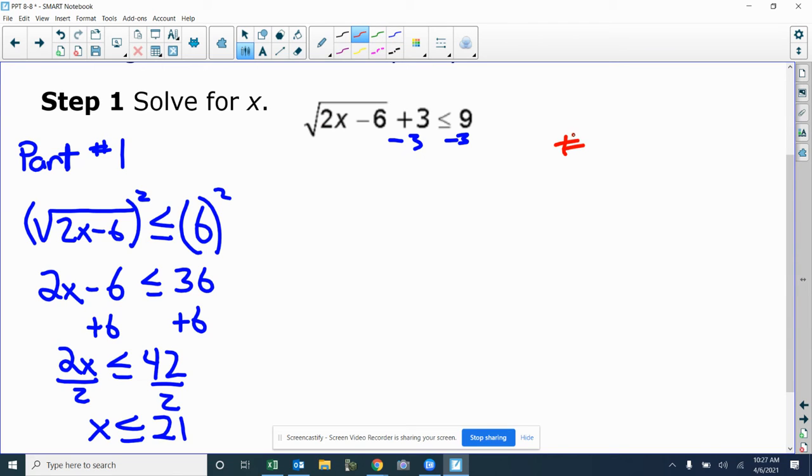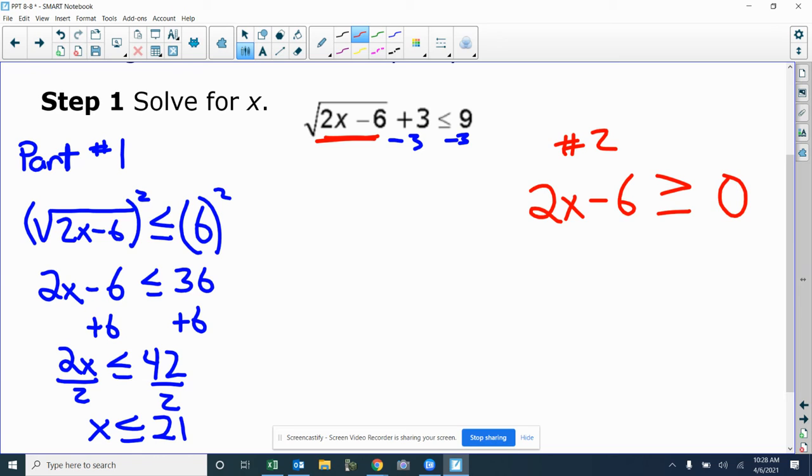Second part. Listen, if it's a square root, which this is, it can't be a negative number. So this is an important part. So part 2 is we're going to have to take 2x minus 6, and it always has to be greater than or equal to 0. So underneath the radical, second part, always has to be bigger than or equal to 0. Now, if it's a cube root, it's okay. It can be a negative number under a cube root. But under a square root, or a fourth root, it's going to need to be greater than or equal to 0.